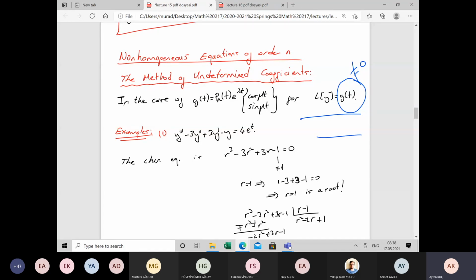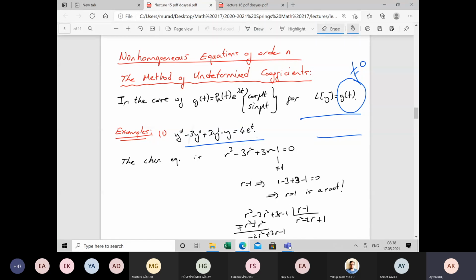Let's give an example and look at this differential equation. This one is a linear differential equation of order 3 and also a non-homogeneous differential equation. So I have to find the general solution of this differential equation. Also, this is a linear differential equation with constant coefficients. The coefficient is 1, and this one is minus 3, 3, minus 1, constant coefficients.